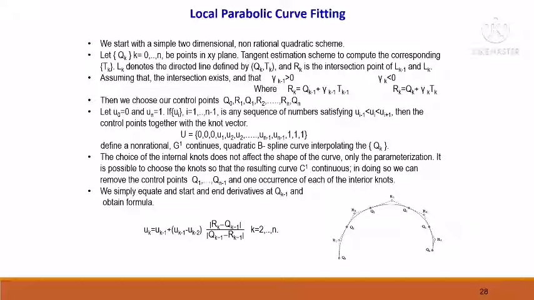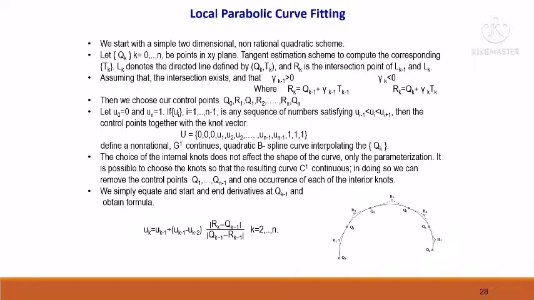Let u of 0 equal 0 and u of n equal 1. If the set u of i is any sequence of numbers satisfying u of i minus 1 less than u of i less than u of i plus 1, then the control points together with the knot vector are as shown here, which is the set U, and they define a non-rational G1 continuous quadratic B-spline curve interpolating the set q k.